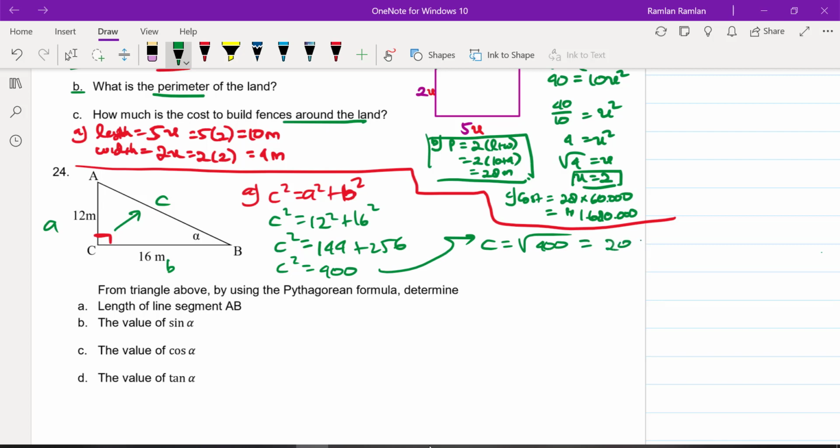Okay, that'll be 20 meters. So that is the line segment AB. We're done with that. The next one is the value of sine, cosine, and tangent. Actually, we have done that before, right?